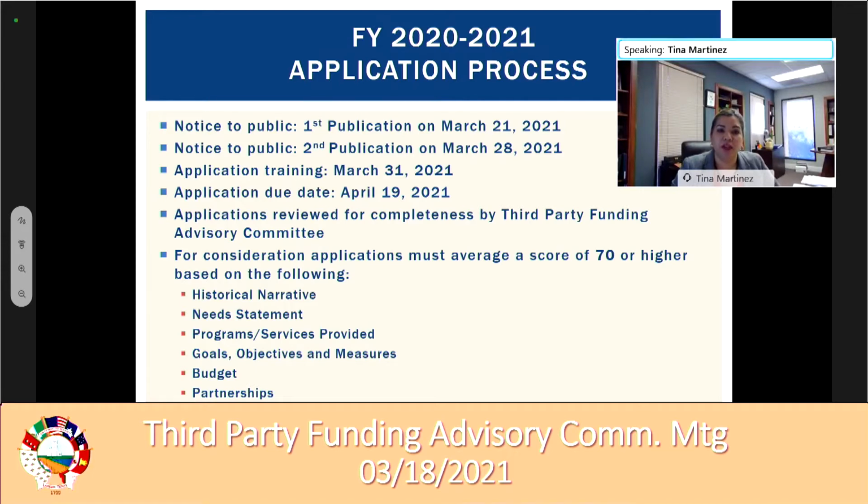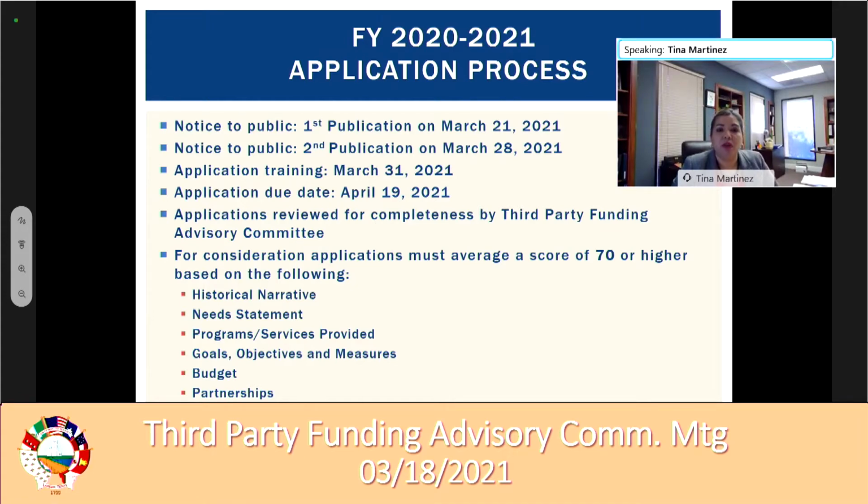We would have a short application training for all applicants, and we usually consider this a mandatory training that they will have to attend so that we can make sure that they understand all the requirements that are going to be asked of them to turn in as part of their application. That would be March 31st. And then we'll follow up with the actual application deadline of April 19th.